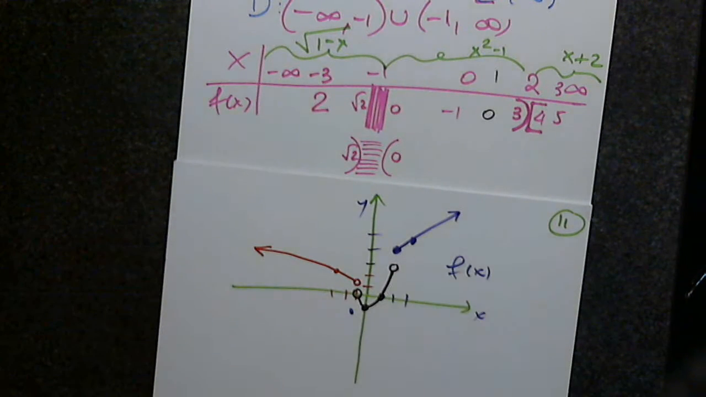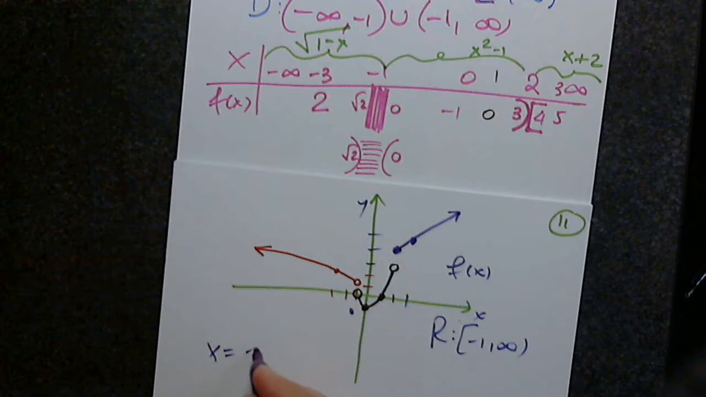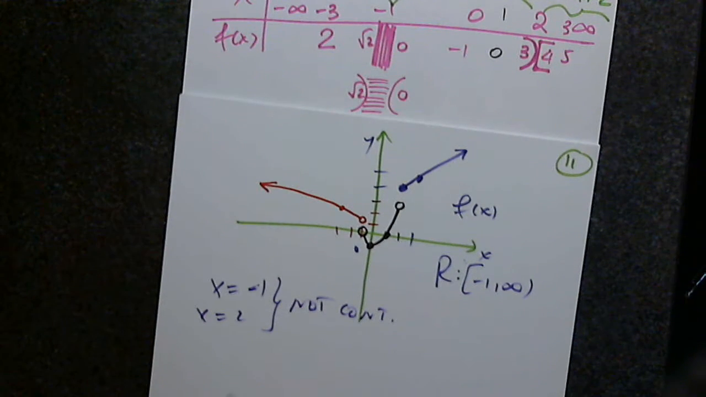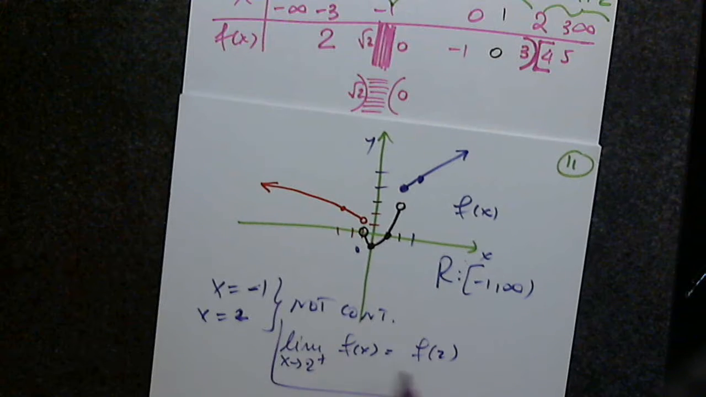The range is between negative 1 and infinity, in case we're asked to find it. Does the function have a removable discontinuity? First of all, let me ask, is this function continuous everywhere? No. It's not continuous at these two points. Good. Is it continuous from the left or right at any of these two? Yes. So limit as x approaches 2 from the right of f of x equals f of 2, continuity from the right. Very good.